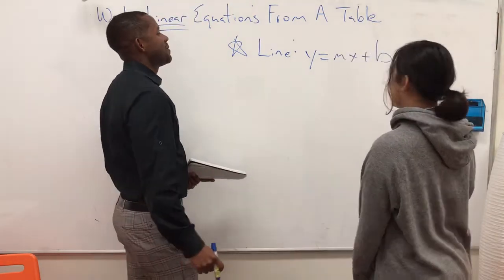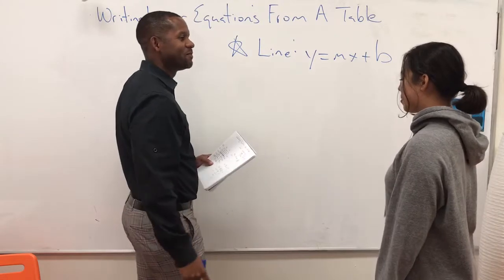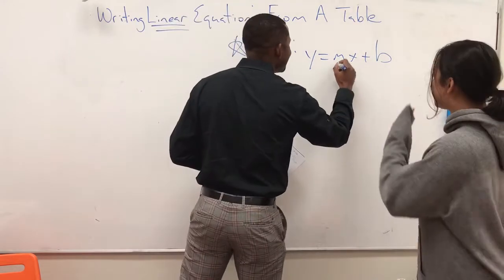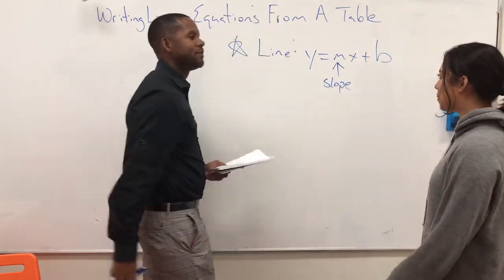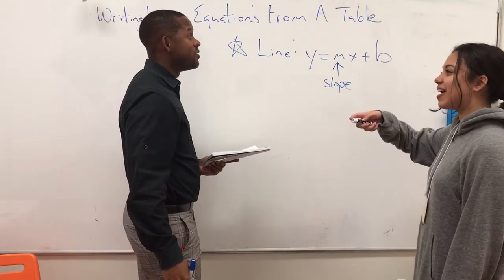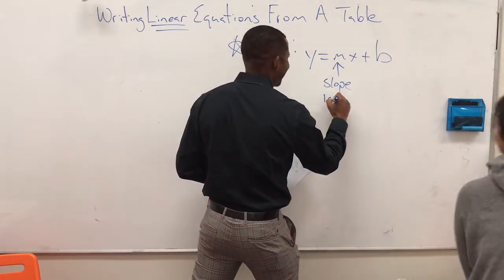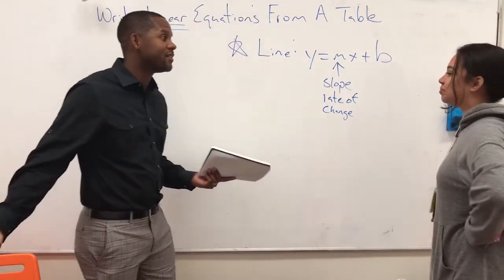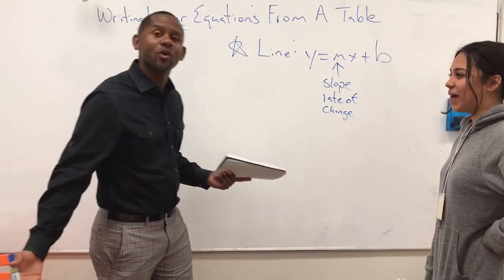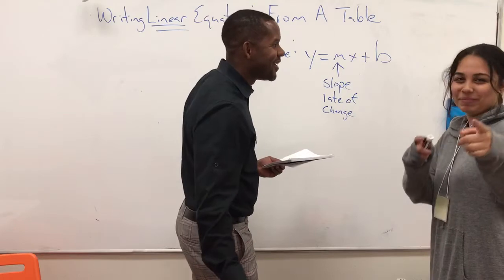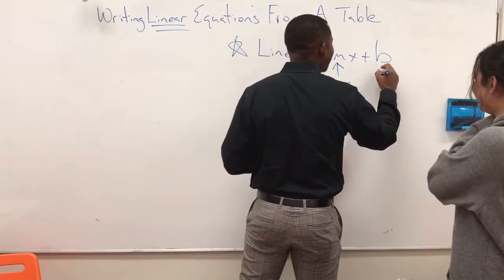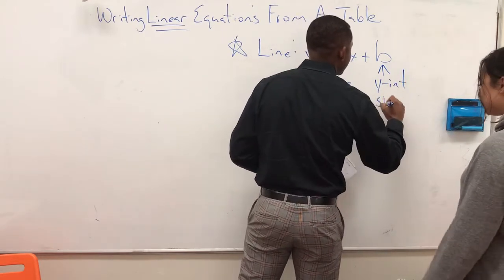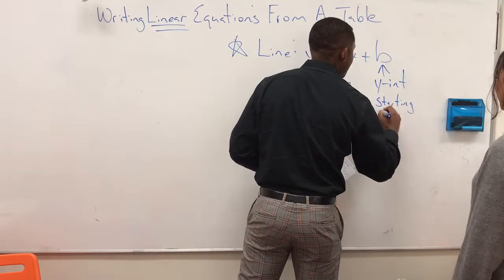Cool, Miriam. Do you remember, what does m stand for in this equation? Slope. Yeah, m being your slope. Miriam, what's b? The rate of change is totally the slope though. That's another word for slope. But what's b? It's so close. It's the y-intercept. B is the y-intercept, also known as your starting point.